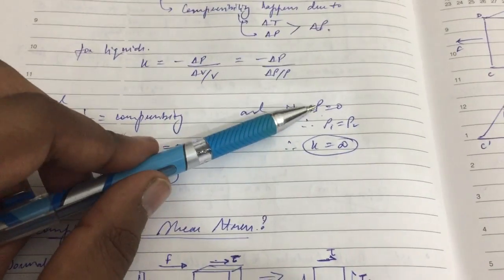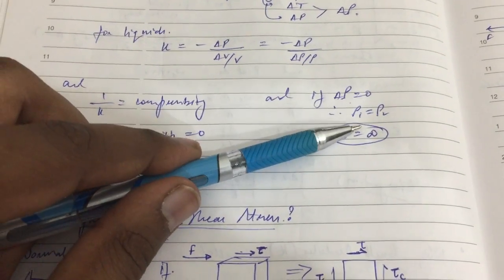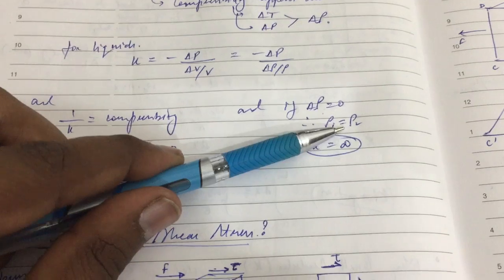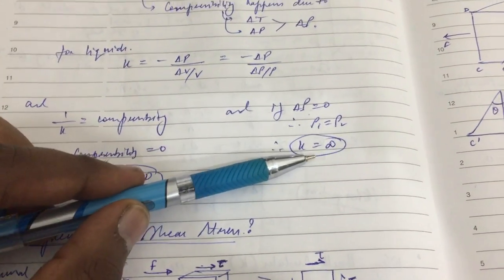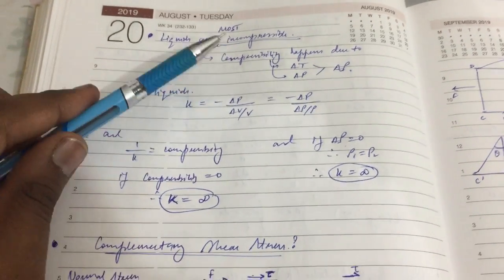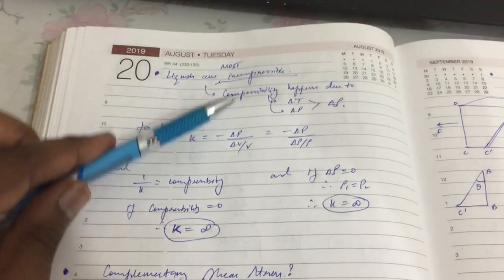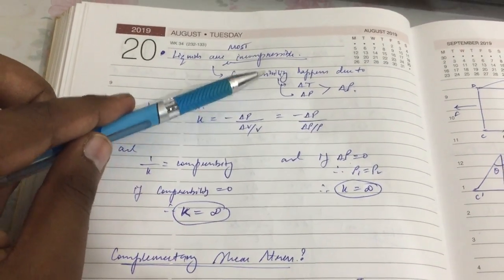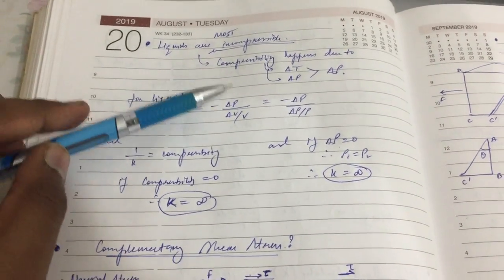For example, if for some given cases the density doesn't change, that means the initial and the final density are the same. That means the bulk modulus will be infinity. That means the liquid becomes incompressible. But in normal situations, solids can be compressible, gases can be compressible, but liquids are incompressible.